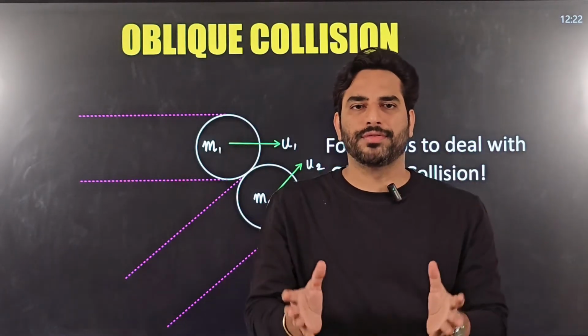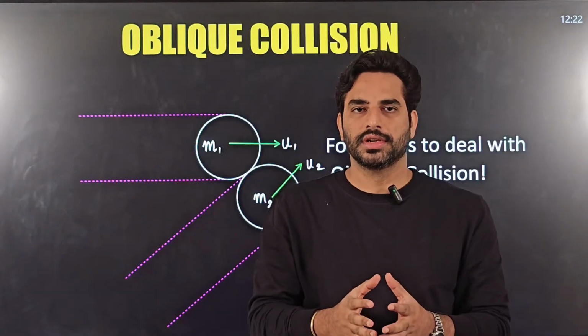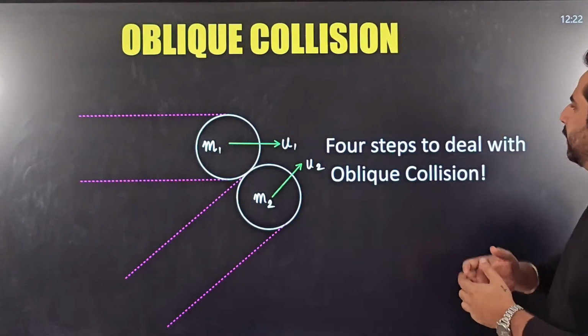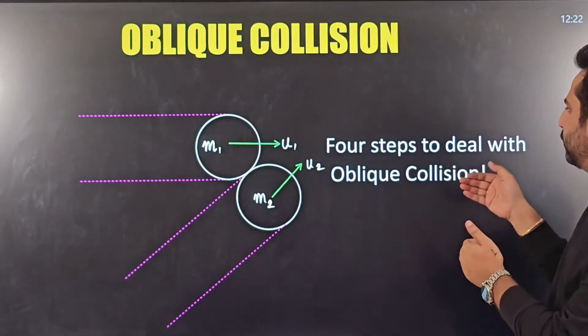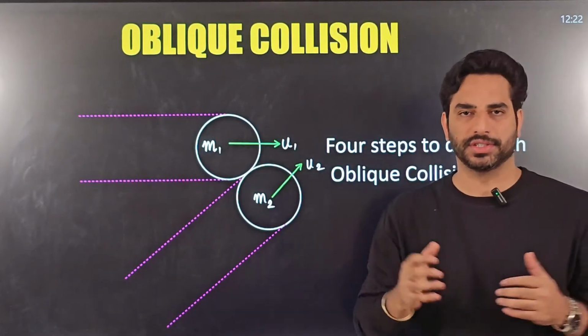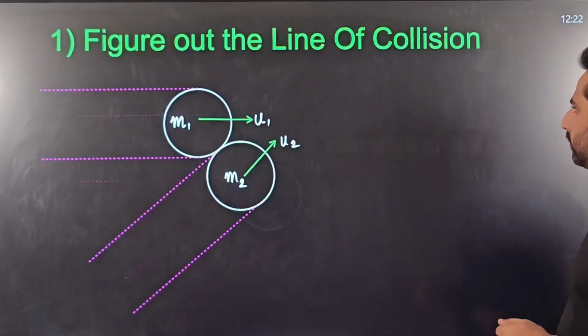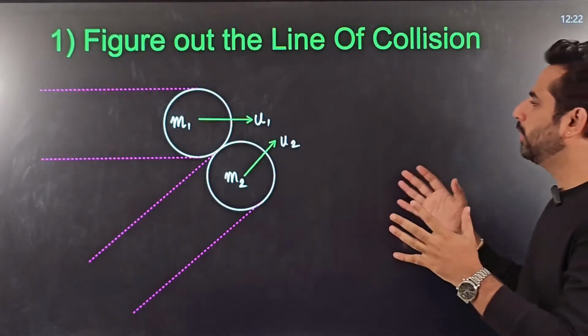The entire process of dealing with oblique collision, I have made it simple by splitting into 4 steps. So let us follow these 4 steps to deal with any problem of oblique collision. Step 1. Figure out the line of collision.